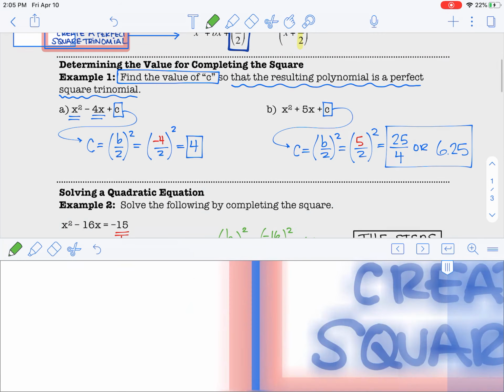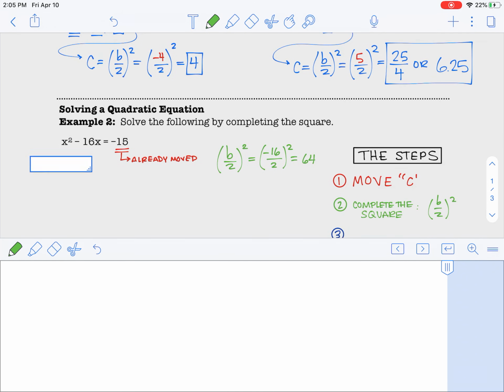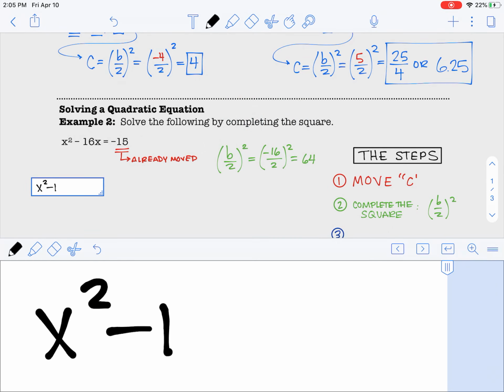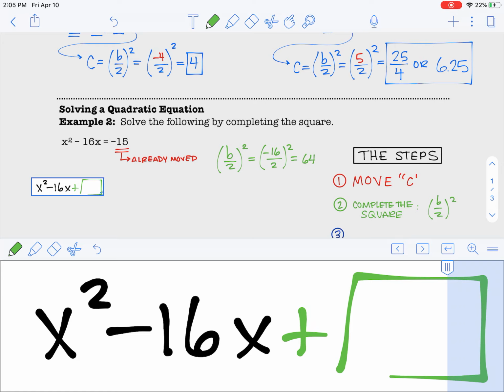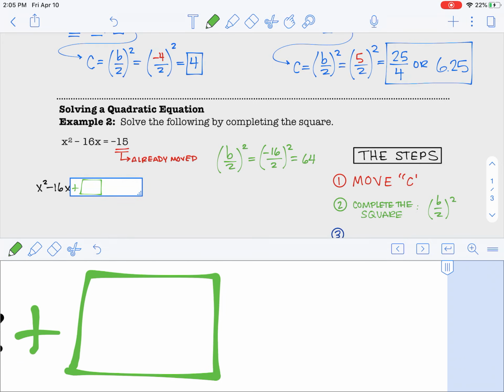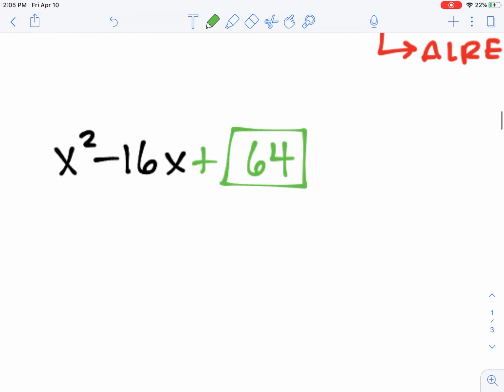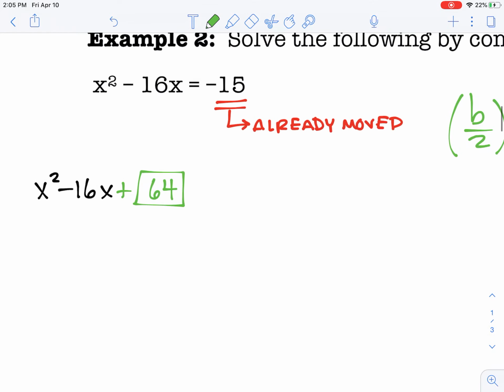So how do we insert this into our actual problem? We have on the left-hand side x squared minus 16x. We are going to add in this value that we know creates a perfect square trinomial, and it's 64. So there we've got it. That's what our goal is.